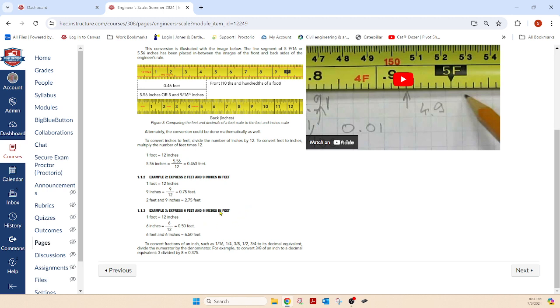6 feet and 6 inches. So we take 6 inches is 6 over 12. That's 5.5 feet, and 6 inches is a half a foot. And so that's our little instant look at the engineer scale. Now we got more fish to fry, so let's look at what's next.